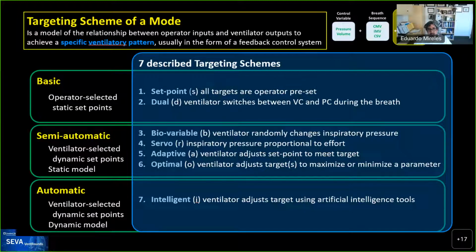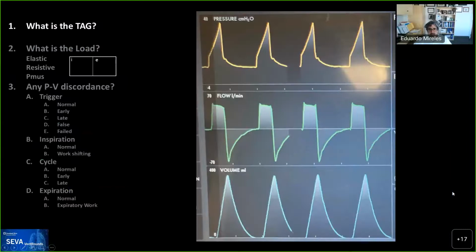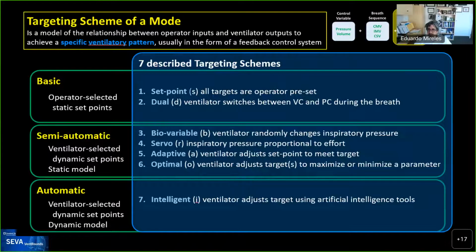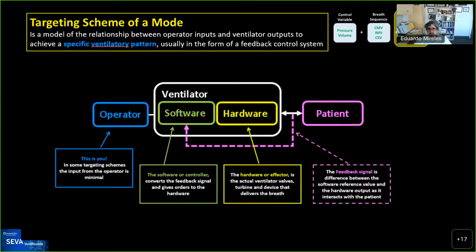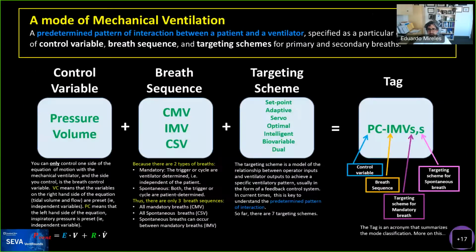Now, you'll see that we have now added a parenthesis right here. So usually, if we are writing PC IMB, we will put a parenthesis here with a number, and then we'll put the targeting scheme over here. And that refers to the different types of IMB that exist. There's 4 types that we reviewed last SEVA VentRounds. So we're not going to go over them right now, but we will touch on them as we're presenting some targeting schemes.